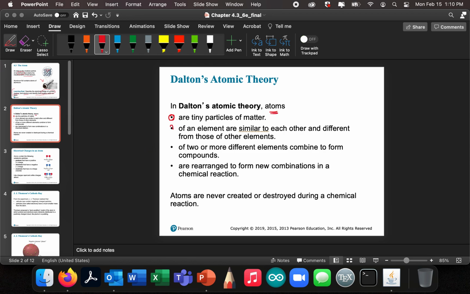The atoms of an element are similar to each other, but different from those of other elements. And atoms of 2 or more elements combine to make compounds, and they can be rearranged to form new combinations in something called a chemical reaction. Now, in a chemical reaction, atoms are never created or destroyed, okay? And this was John Dalton. First of all, they're tiny particles of matter. They're similar within elements, they're different between elements, and they can be rearranged in a chemical reaction.